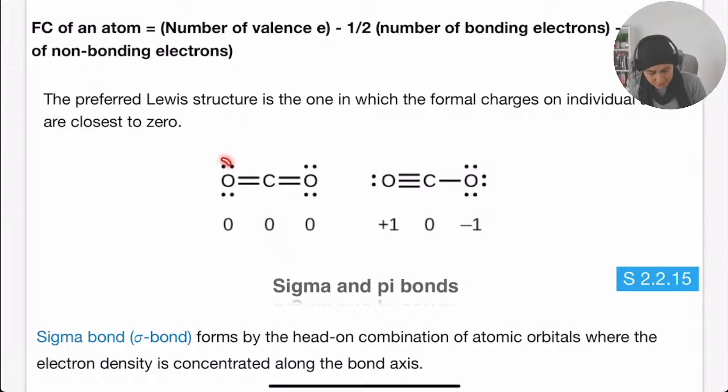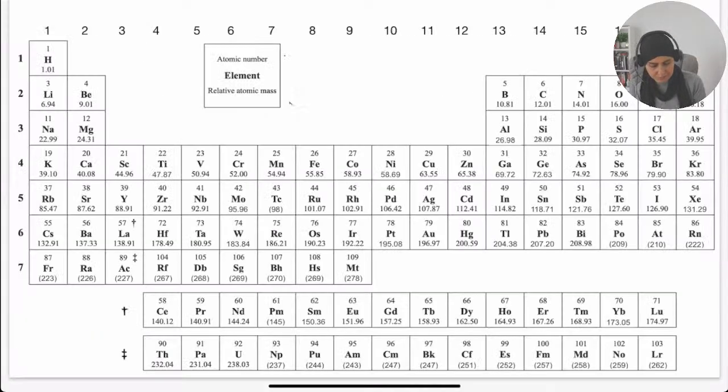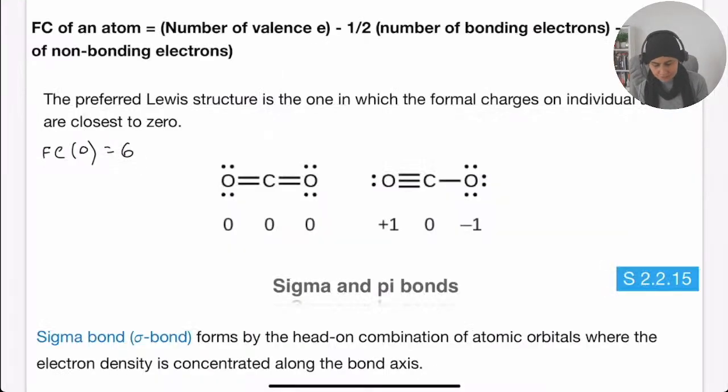So these two oxygens are the same, so I can just calculate the formal charge on both oxygens in the same way. So the number of valence electrons for oxygen is 6. From the periodic table, remember, group 16, 6 valence electrons, minus half the number of bonding electrons. Oxygen has 1, 2, 3, 4. Each line is 2 electrons, so times 4, minus non-bonding. 1, 2, 3, 4.